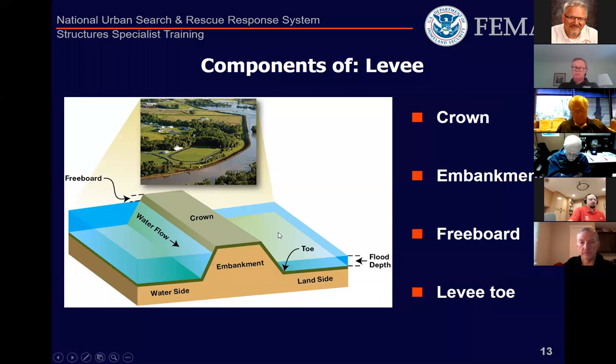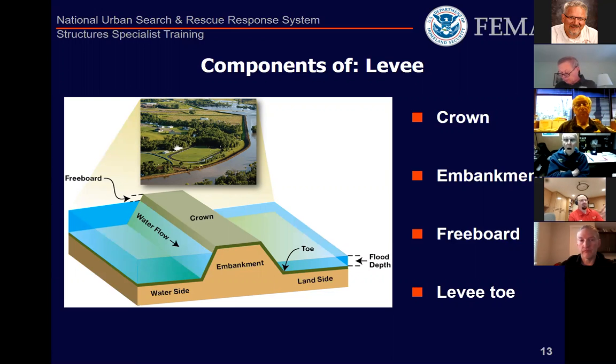So when we start thinking about a levee, it's got a lot of the same components as a dam or a dike. The freeboard concept is the same. The difference is that you typically have a dry land side over to the right, and in this case, it's showing a flood depth, and how much impoundment do we have on the safe side of the levee.